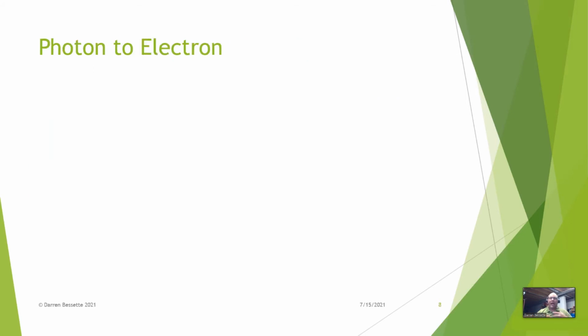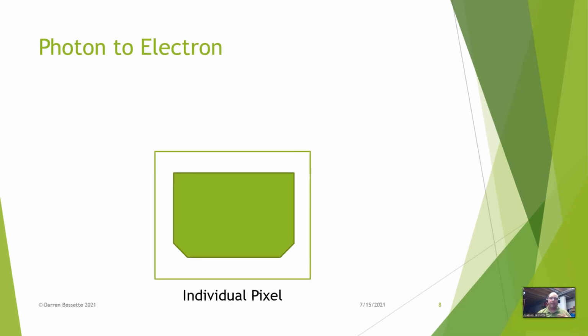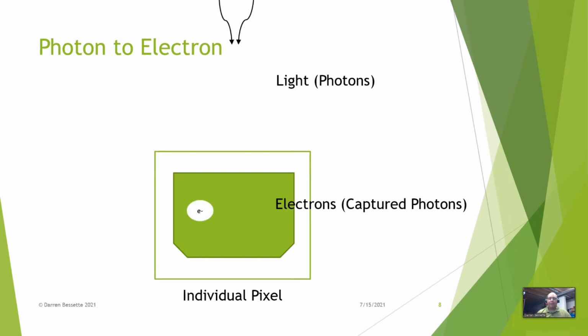Now I'm going to talk about how photons get captured into electrons. You have this thing called a pixel. Here's an individual pixel. Inside that pixel, it has a photosensitive area that is able to trap photons coming in and convert them to electrons. As the photon energy comes in, it creates these electrons. As you see, the light comes in, bang, it creates an electron as it captures.